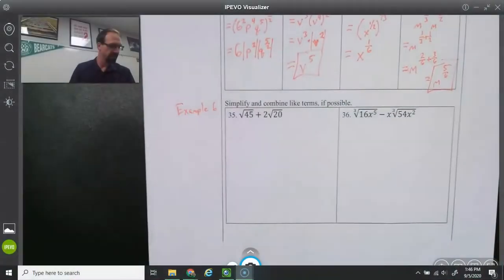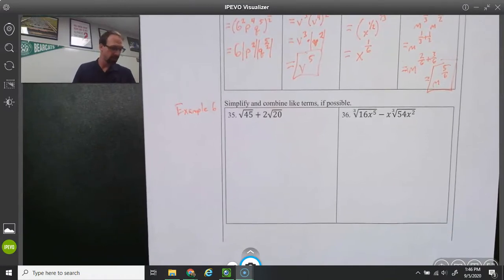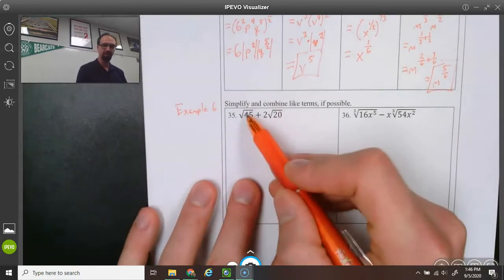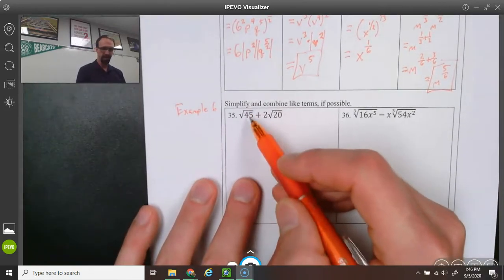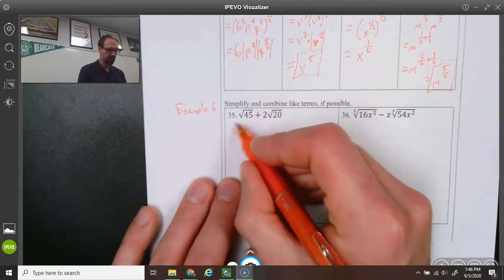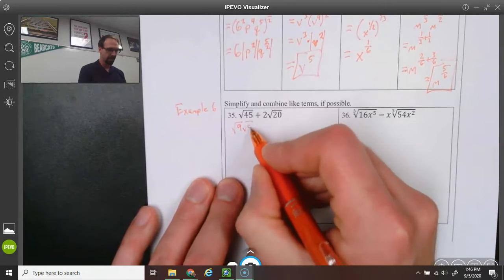We're going to be in example 6 today. It says simplify and combine like terms if possible. So we have the square root of 45 plus 2 times the square root of 20. Let's think about what perfect square we can take out of 45. In 45, I can take the square root of 9 and the square root of 5.